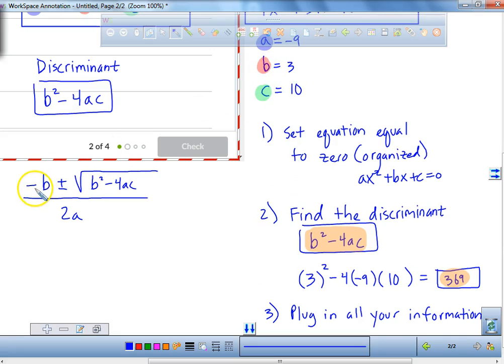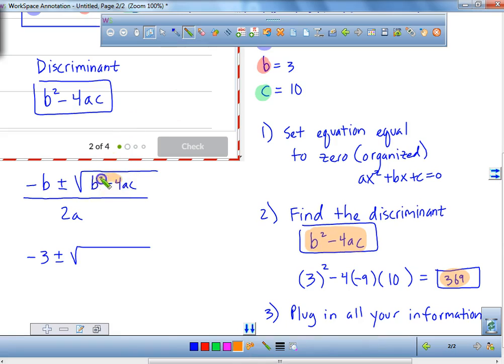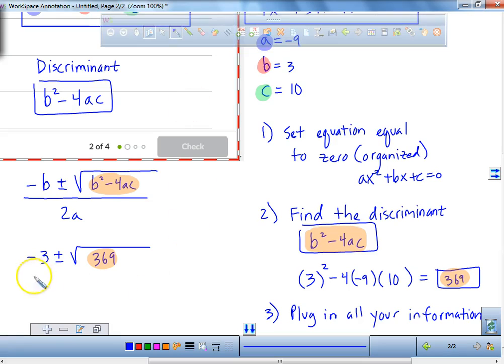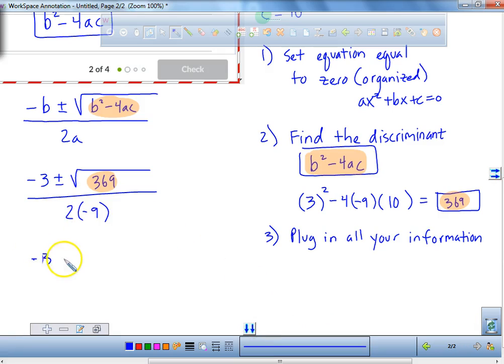If our b value is 3, that says what? Negative b. So what am I going to plug in? Negative 3 plus or minus the square root of, what number was b squared minus 4ac? What did we find that to be? 369. So we put 369. Okay. All over 2 times my a value. What is my a value? If you look at the top of the screen, what's the a value? Okay. All right. So all we have is negative 3 plus or minus the square root of 369 all over a negative 18.